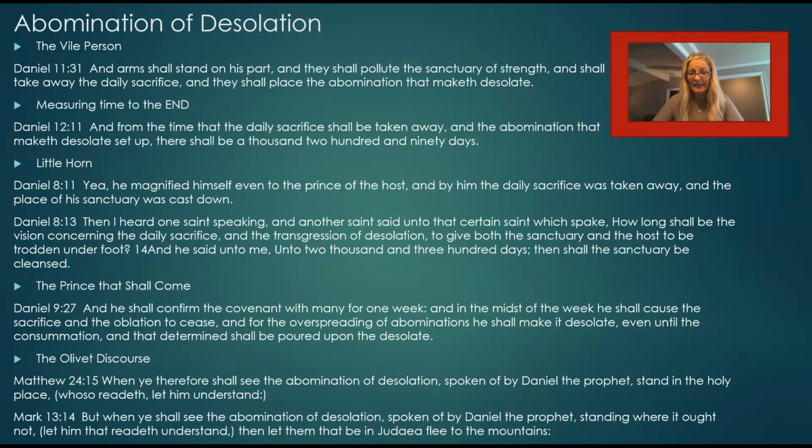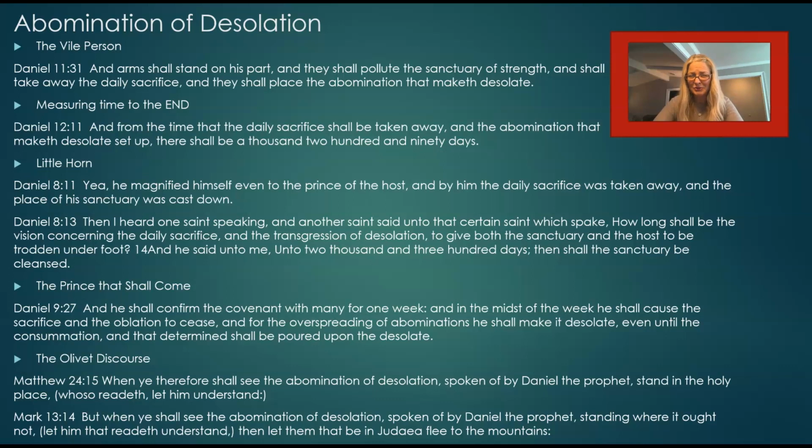So it's likely that the vile person has a shadow fulfillment in Antiochus Epiphanes, but points to a greater fulfillment in the Antichrist, the beast of Revelation 13, the little horn on Daniel's fourth beast, the little horn on the he-goat, the willful king of Daniel 11, the king of the north, the king of fierce countenance, the son of perdition, the man of sin.